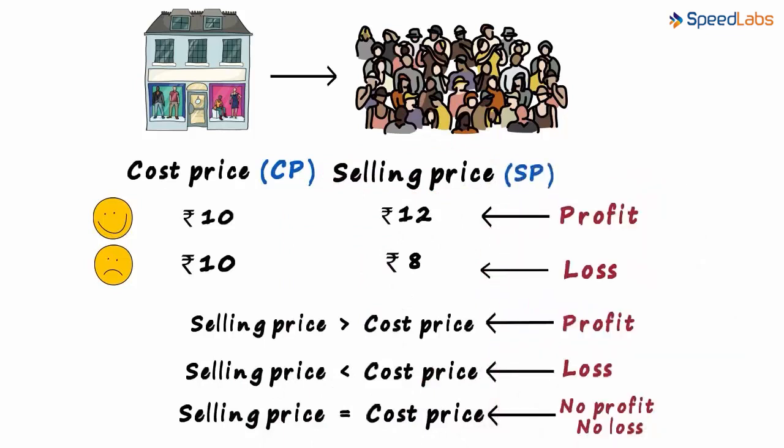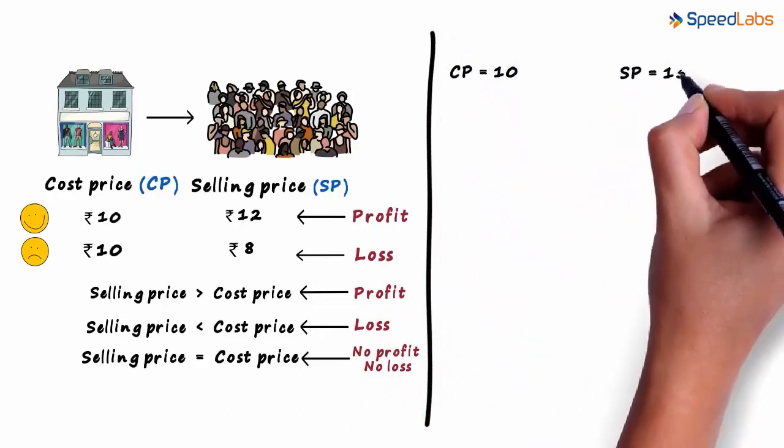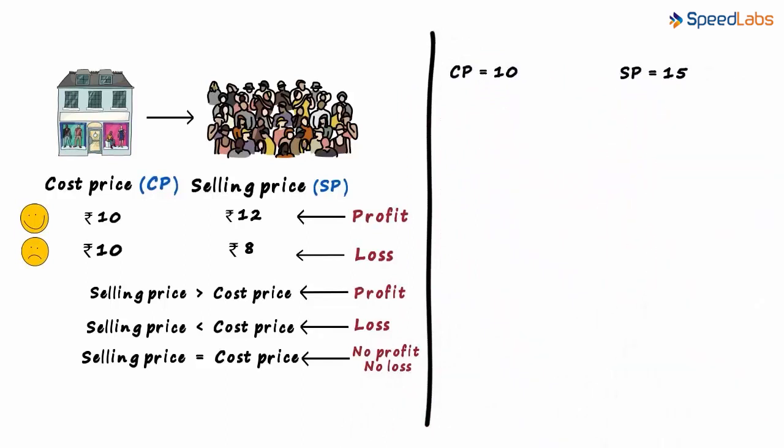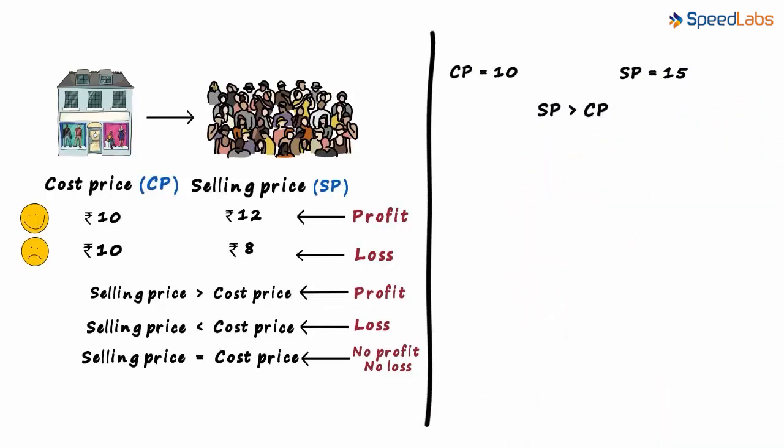The problems based on profit and loss are very simple. Let us see a few basic examples. Assume the cost price is 10 and the selling price is 15. Is it a profit or a loss? Since the selling price is greater than the cost price, we can say that it is a profit.